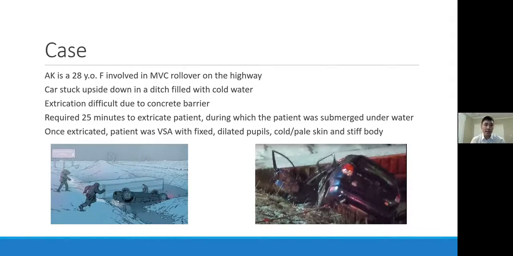Once the patient was extricated, she was found to be VSA with fixed dilated pupils, cold, pale skin, and a stiff body.